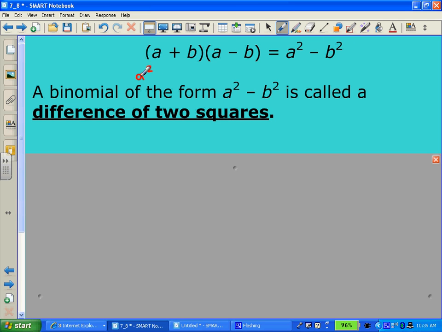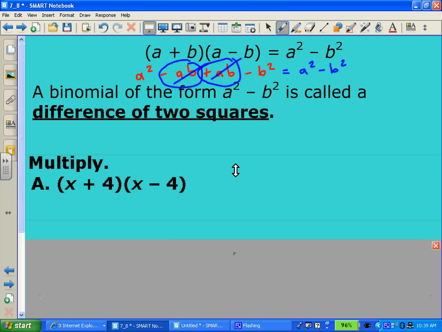So if I FOIL these, I get a squared for my first terms, minus ab on the outside terms, plus ab on the inside terms, and minus b squared on the last terms. You can see what happens here with the middle terms. I have minus ab plus ab, so they actually cancel each other out. And that's how we end up with this difference of two squares, a squared minus b squared.